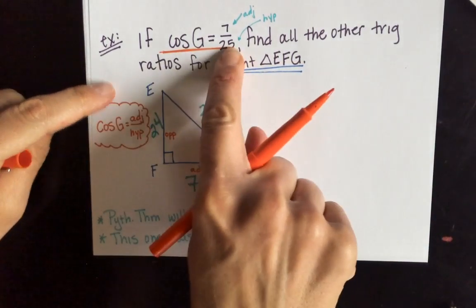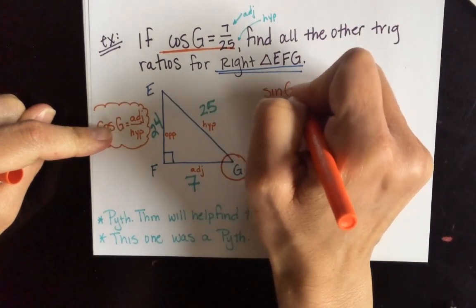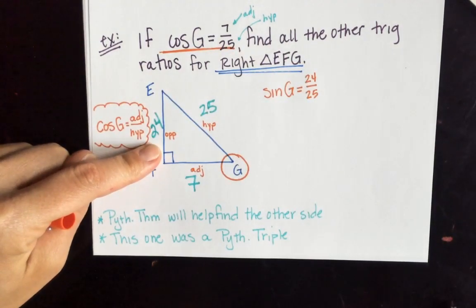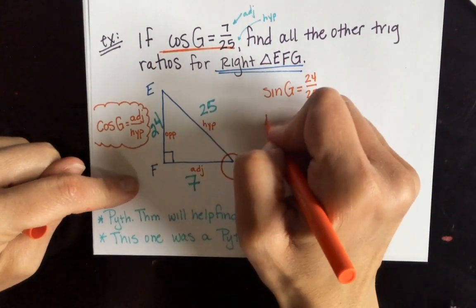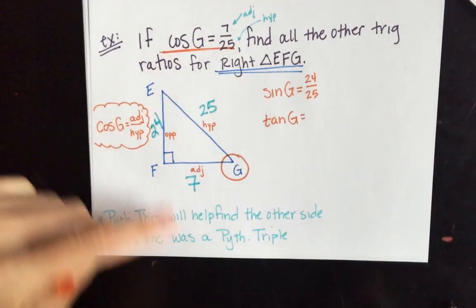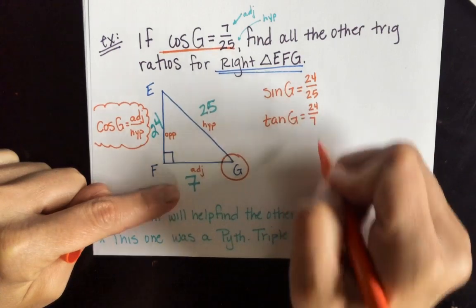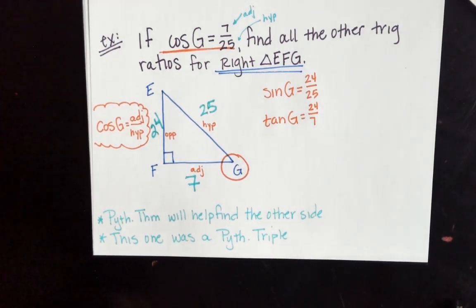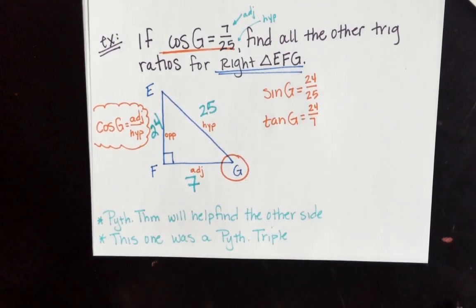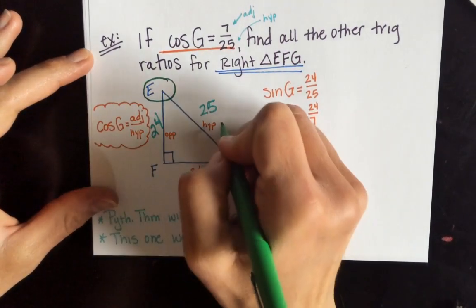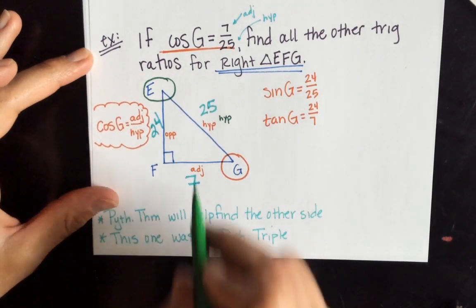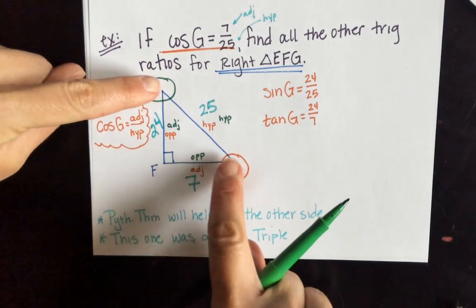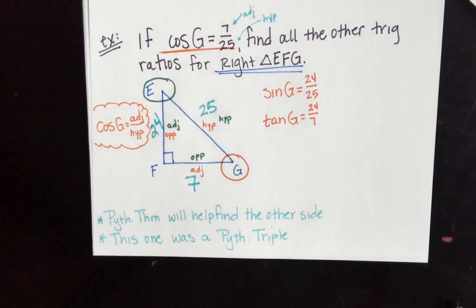We already know cosine of G. If I do sine G, which is opposite over hypotenuse, we can fill that in. And tangent of G would be opposite over adjacent. Yes, it's improper, but it's a ratio, so we leave it that way. Then the only other thing I have to worry about is the other angle. Now that we're up here at angle E, our hypotenuse won't change, but our opposite and adjacent have to adjust.